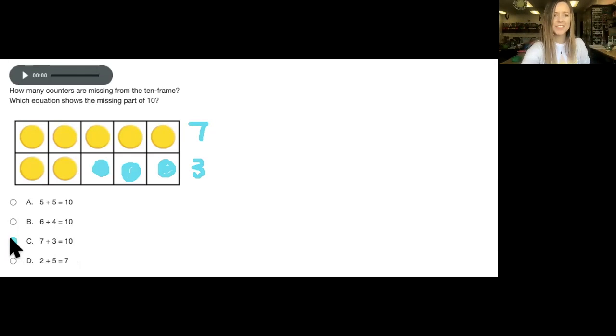I'm going to fill this answer in, but we're good test takers. We've got to check all the answers. 2 plus 5 equals 7. What's wrong with that answer? You're right. It's not even adding up to 10. That was a silly choice. We're not going to get tricked by that one. Answer C is the only one that works.